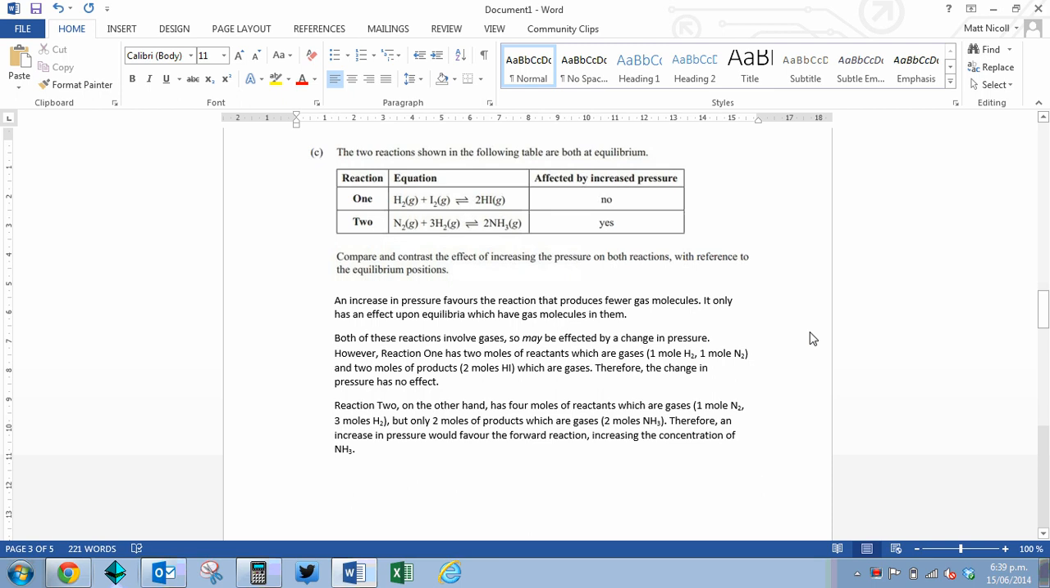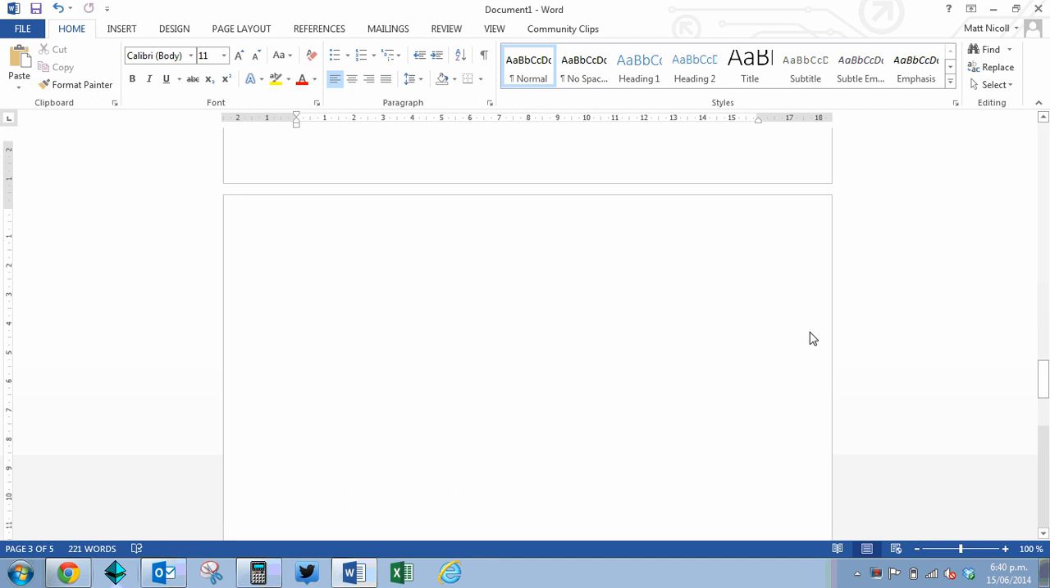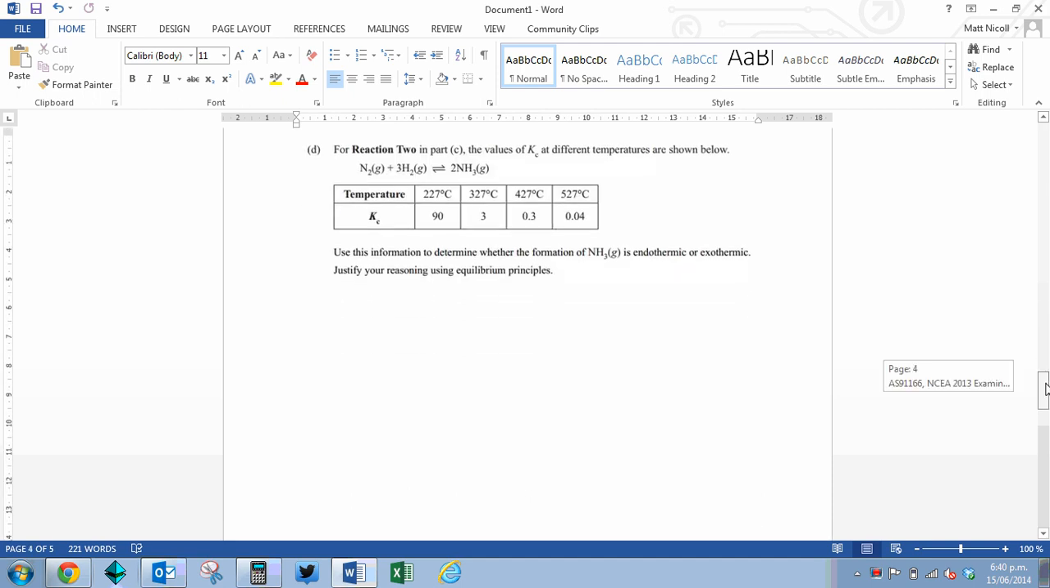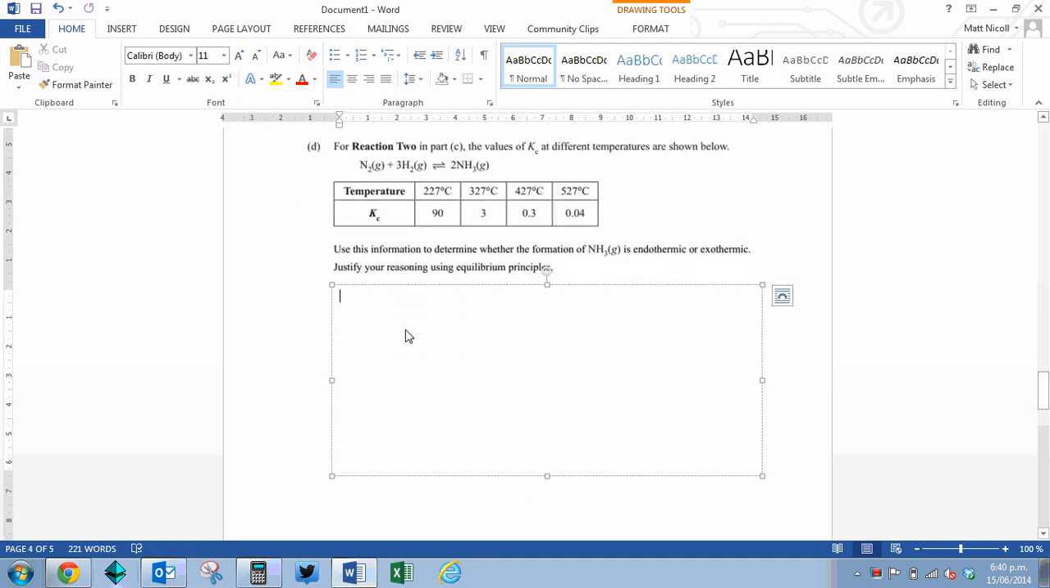Okay, so basically I'm saying the rules basically that an increase in pressure favours the side with fewer gas molecules. It'll only affect equilibria which have gas molecules in them. I've said why it hasn't affected the first one, even though it's got gases in it. And in the second one I've said not only that it's affected it, but how it's affected it. Right, the next question. This is linking more to what we've just covered about Kc.